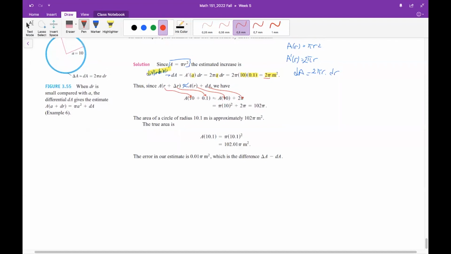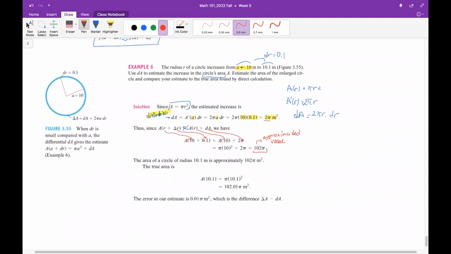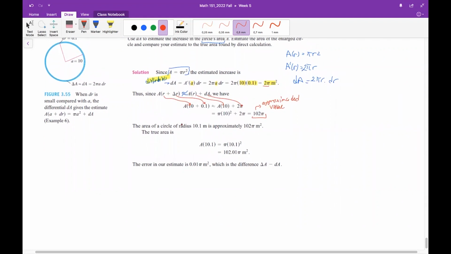What is the area of a circle with radius 10? It is pi radius squared, like that. So as a result, you find this value, 102 pi meters squared. So this is the approximated value. This value gives us the estimation in the area when you enlarge the radius from this quantity to this quantity, the approximated enlarged area.